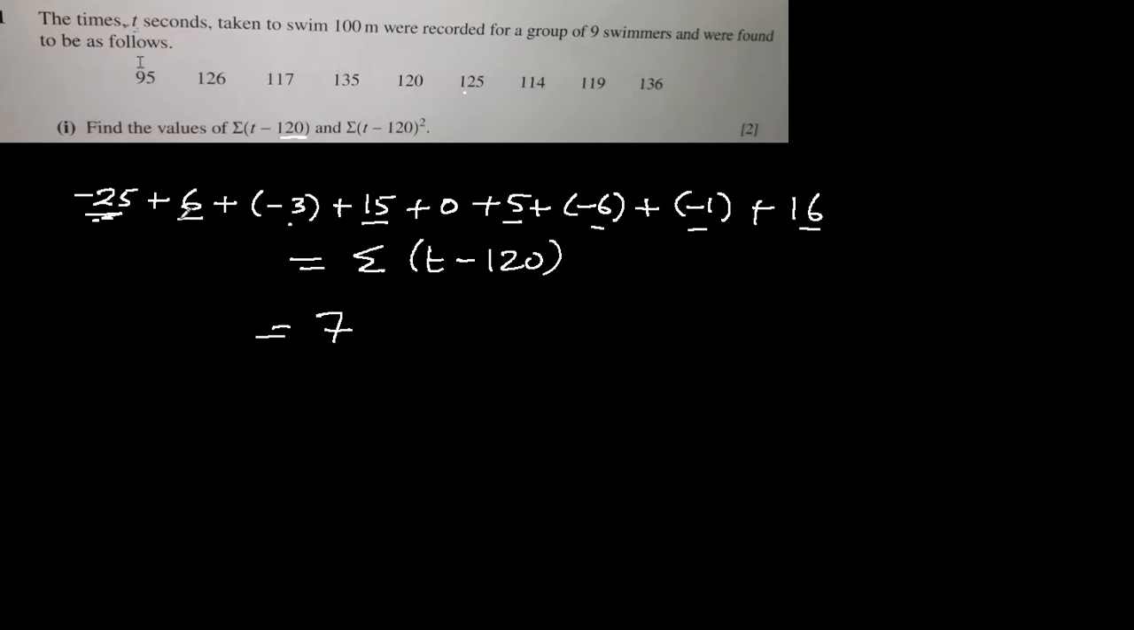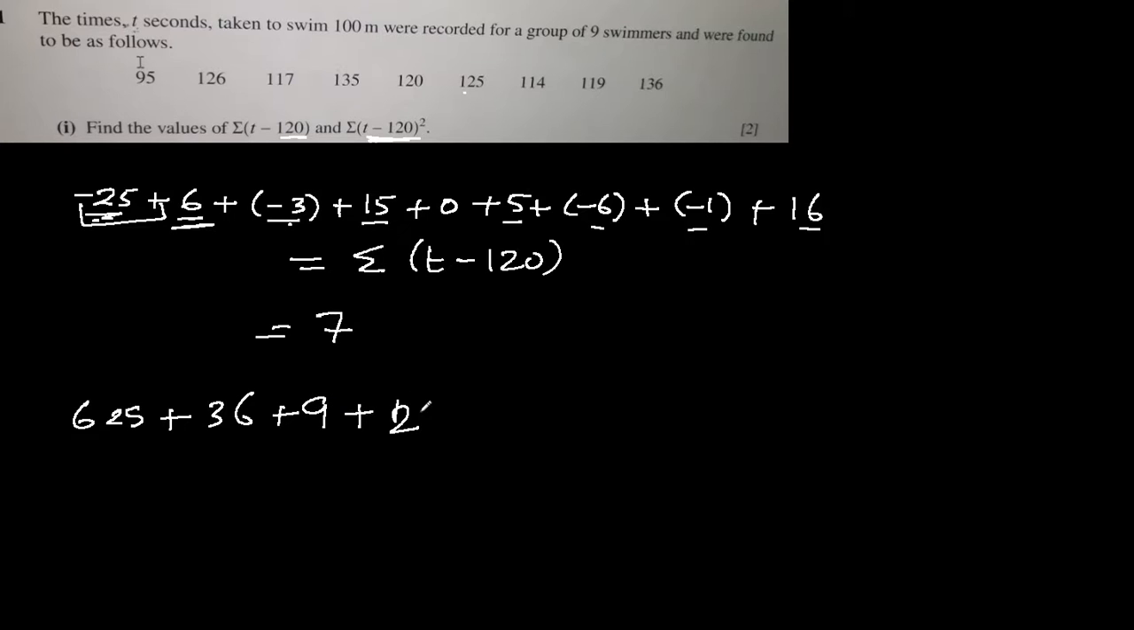Every number here will be squared now. First subtract 120 from each data, square it, and then add it. So I'll square them one by one. Minus 25 squared will be 625. 6 squared will be 36. Minus 3 squared will be 9.